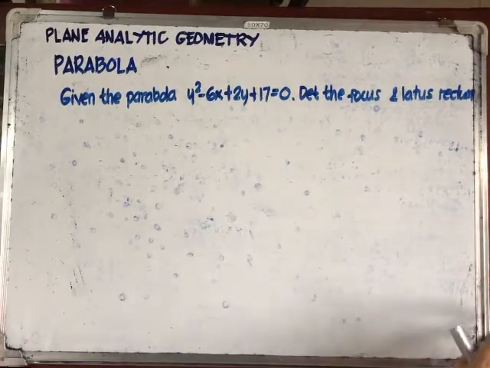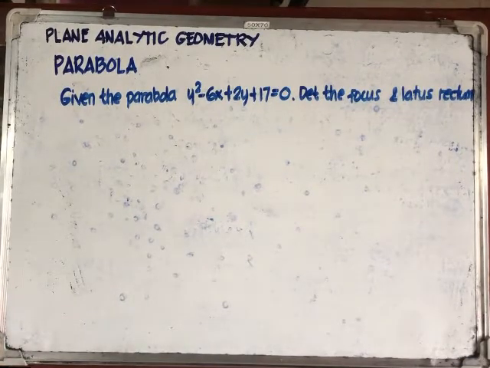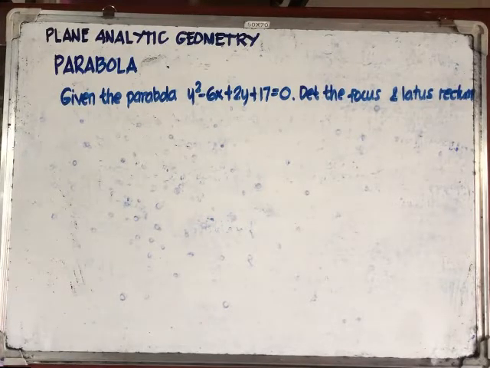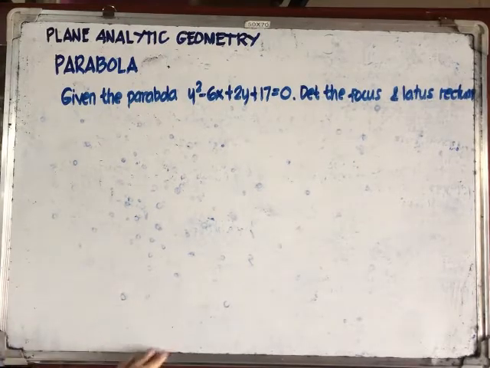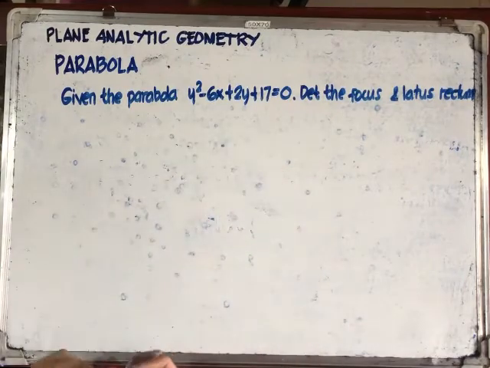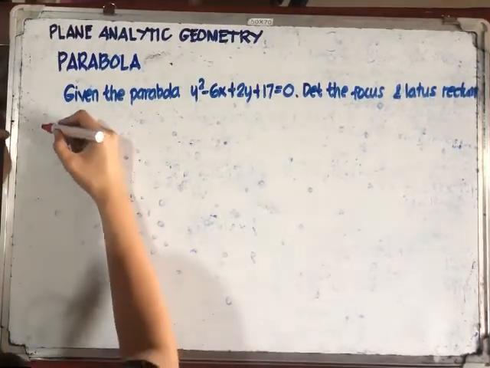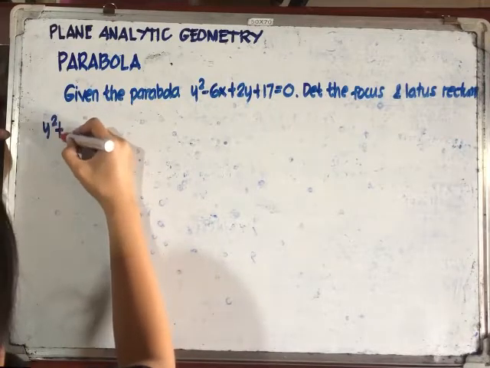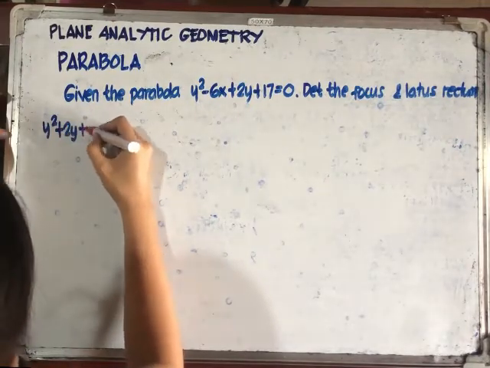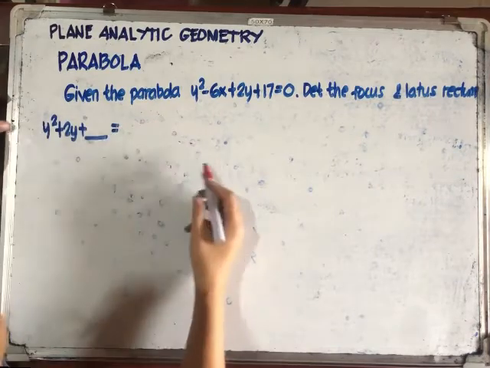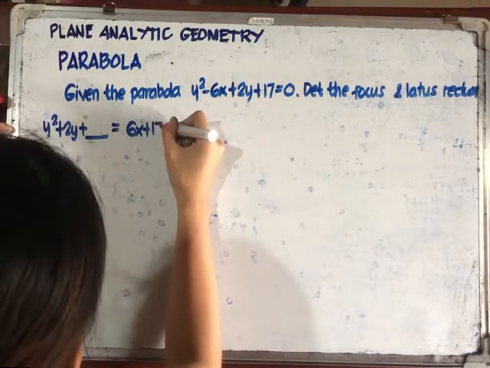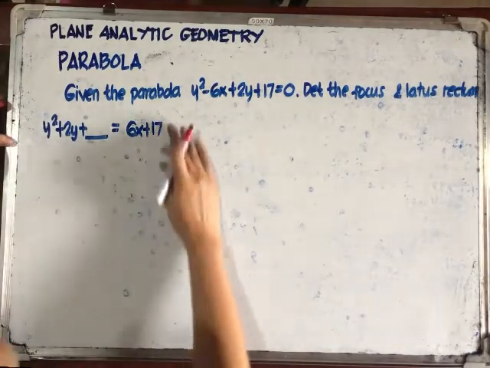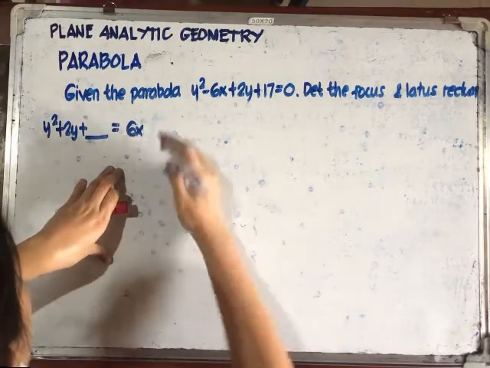Okay, given this parabola, y squared minus 6x plus 2y plus 17 equals 0, determine the focus and the latus rectum. So, the first thing that we need to do is to express this one into the standard form. So, that would be y squared plus 2y, okay, plus a certain value to complete the square. And then we move the 6x into the other side. This would be 6x plus 17. Alright? Minus 17, I'm sorry. This would be minus 17.